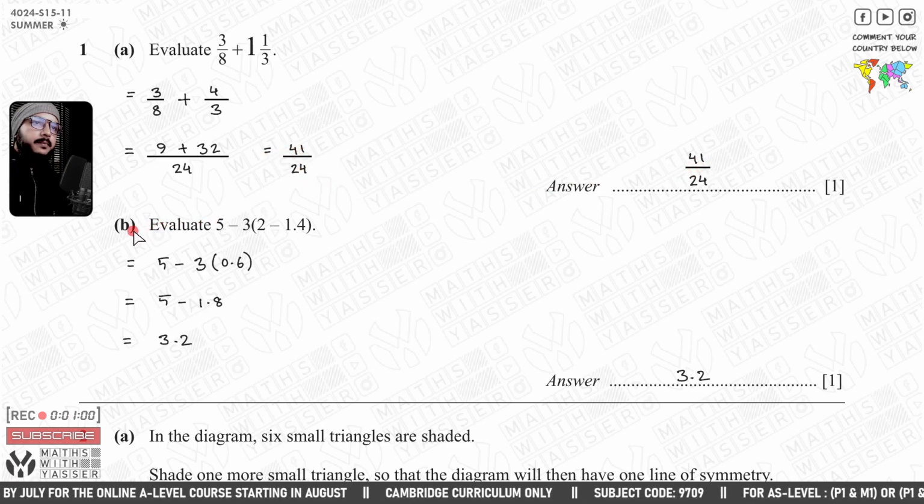In part B, it says evaluate 5 minus 3 times within brackets 2 minus 1.4. So let's do the calculations within brackets first. So 2 minus 1.4 is 0.6. 3 times 0.6 is 1.8 and 5 minus 1.8 is 3.2.